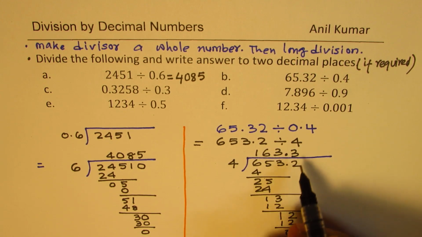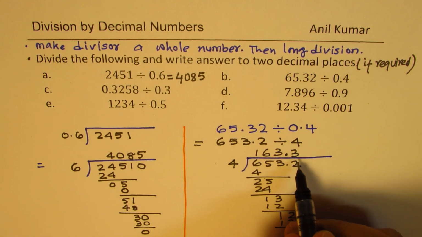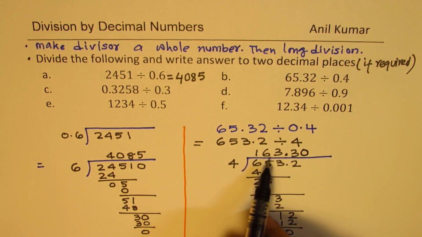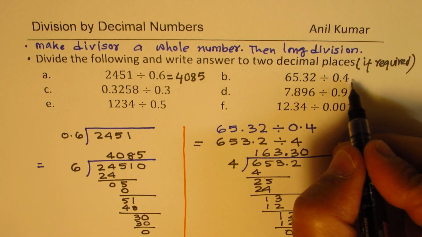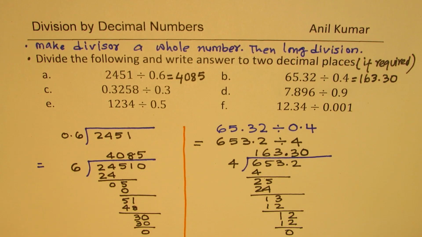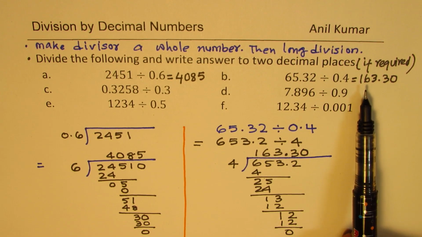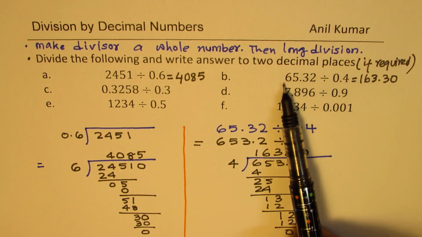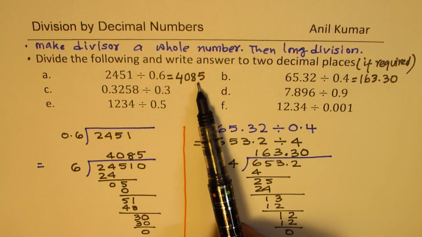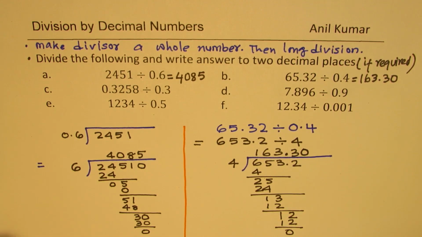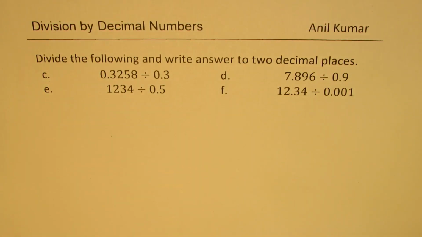So of course, we have got our quotient and we can write this. Now, when we use decimals, we'll actually write it to 2 decimal places. So I'll prefer to write this as 163.30, okay? So here we get the answer as 163.30. So what you notice here in the answers that when you divide by a decimal number, you are getting a bigger number, right? 163 is bigger than 65. 4085 is bigger than 2451, right? That is kind of important to understand, right? So make a note of this. Okay, let's move on and take the other 4 examples now.